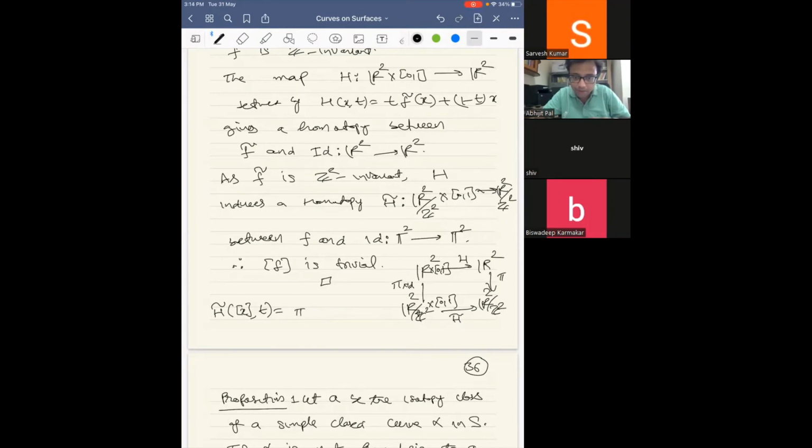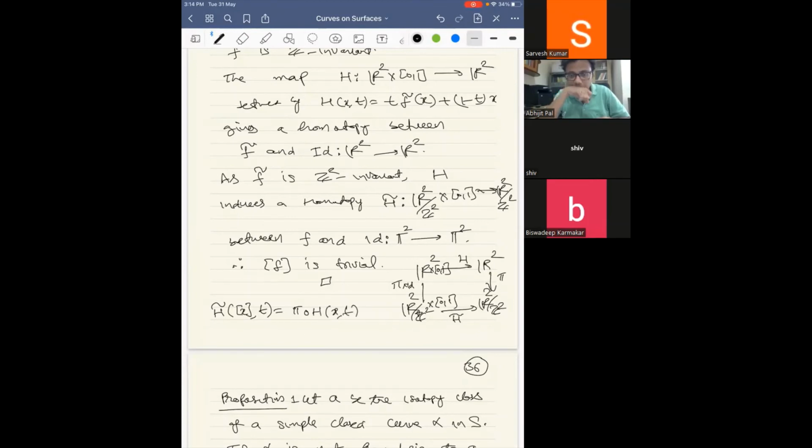Basically, the diagram is commuting. Yes, that's true. Pi compose H of XT. So whether the diagram commutes, that is the thing. Pi compose H of XT, right? But you cannot write it as pi. Okay, so I have written pi, pi composition H.